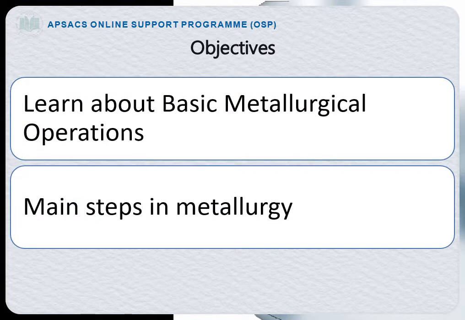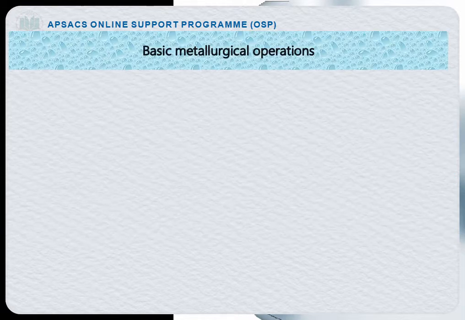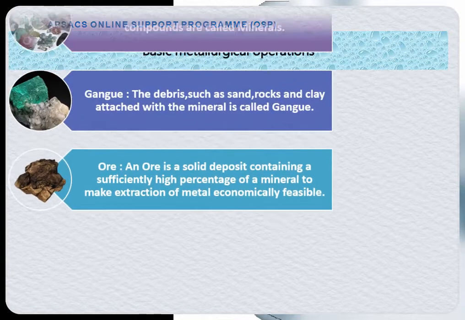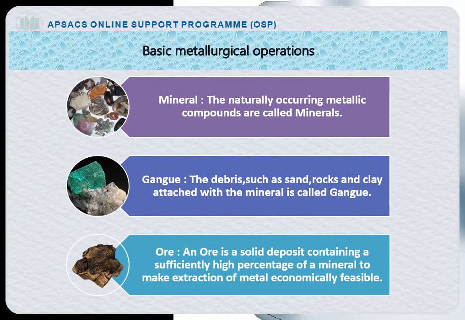Objective of our lesson will be to learn about basic metallurgical operations, main steps in metallurgy. Basic metallurgical operation. Before starting a metallurgical operation, we have to go through a few important terms that are mineral, gangue, and ore.